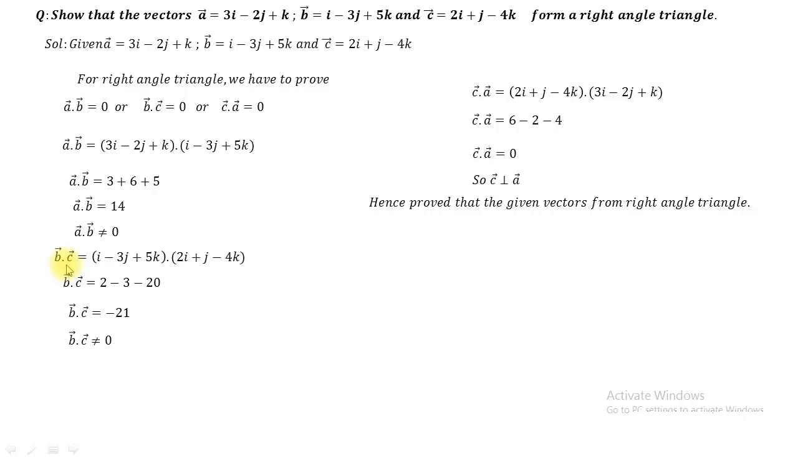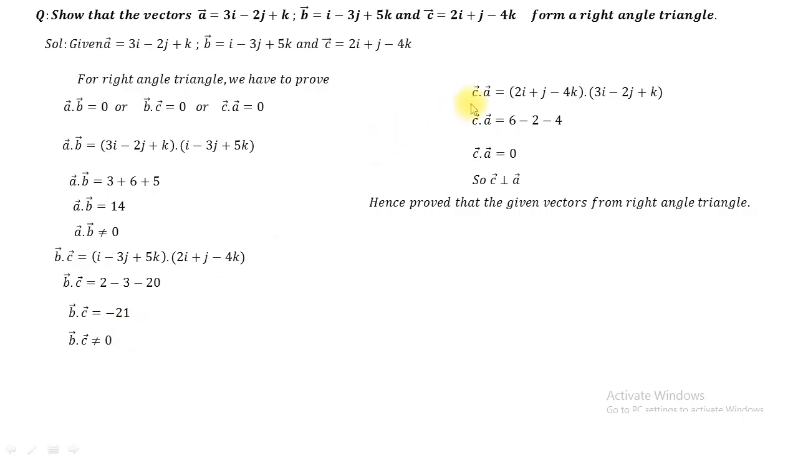Now to find B dot C. This is vector B and this is vector C, and the dot product of these two vectors: 1 multiplied by 2, 2, minus 3 multiplied by 1, minus 3, and 5 multiplied by minus 4, minus 20. So B dot C is equal to minus 21. So B dot C does not equal 0.